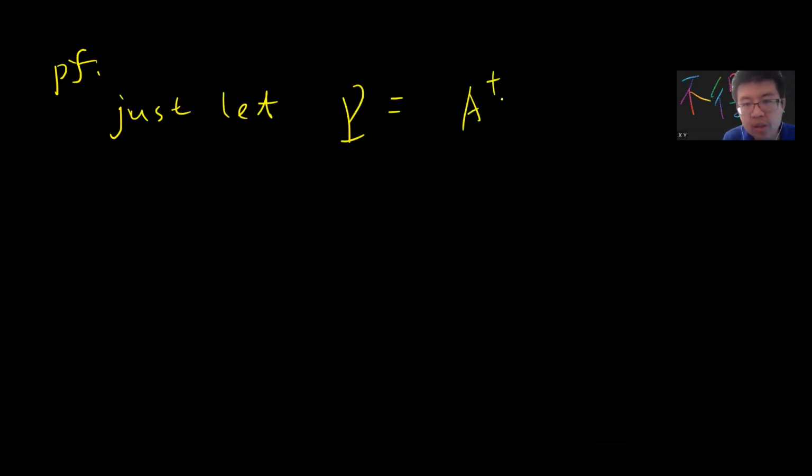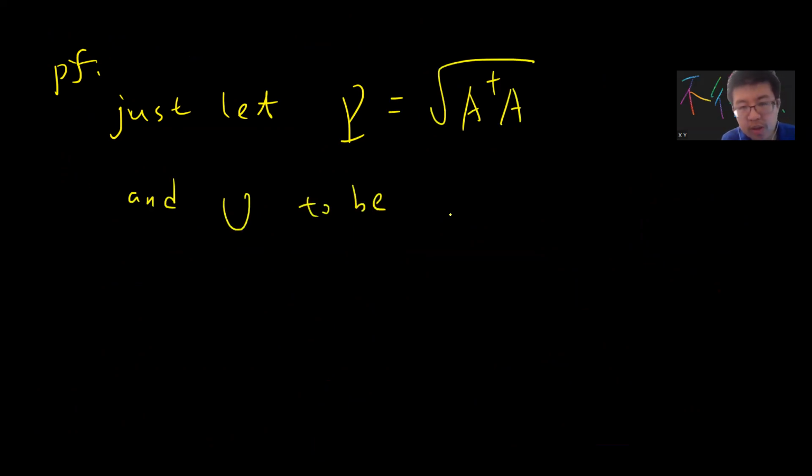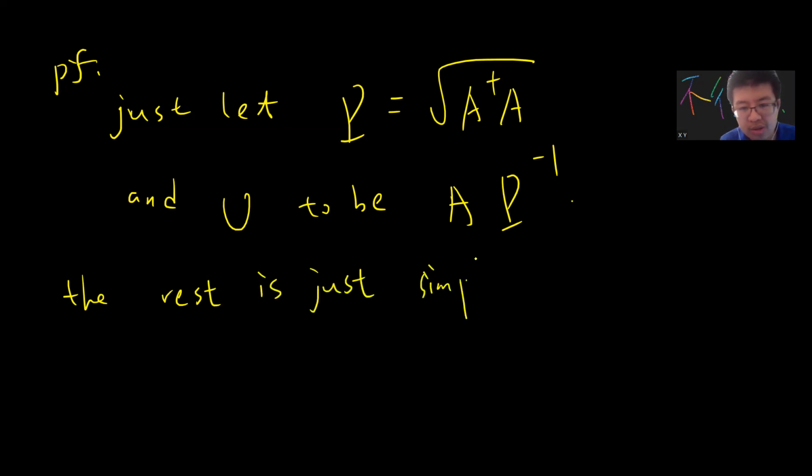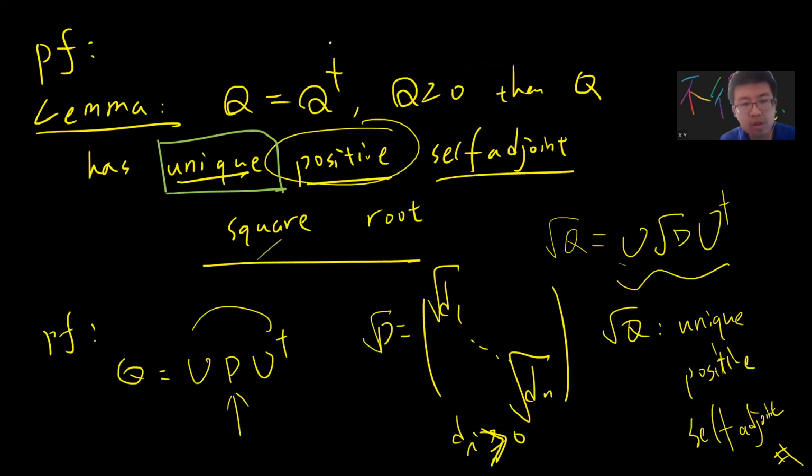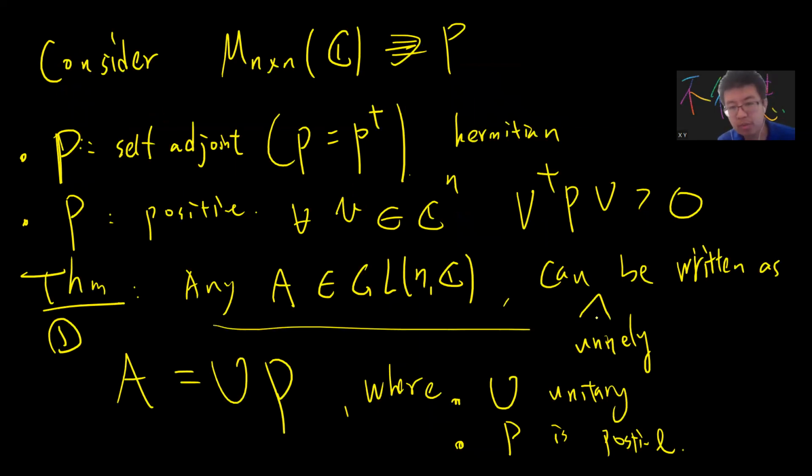So the proof is very simple. Just take P to be the square root of A dagger A, and U to be A P inverse. The rest is just a simple exercise, a simple calculation. So we have this existence proof.